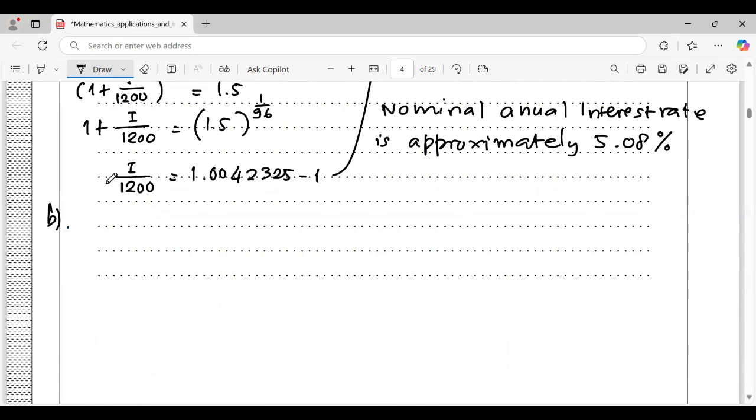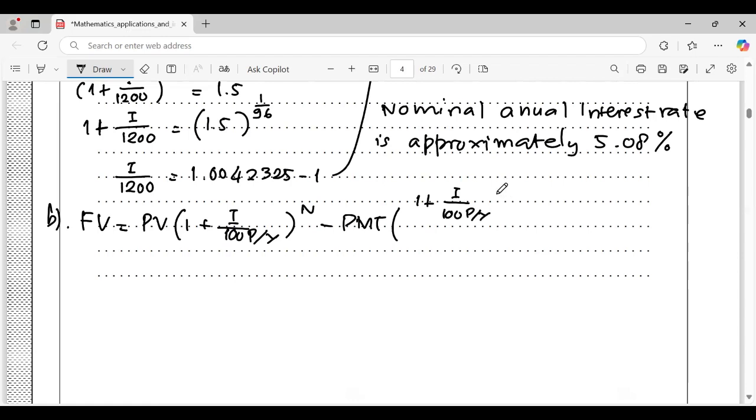The formula for the remaining balance in an annuity after withdrawals, I'm going to use this formula: FV equals PV times (1 plus I over 100 PY) to the power n, minus PMT times ((1 plus I over 100 PY) to the power n minus 1) over (I over 100 PY). This one.